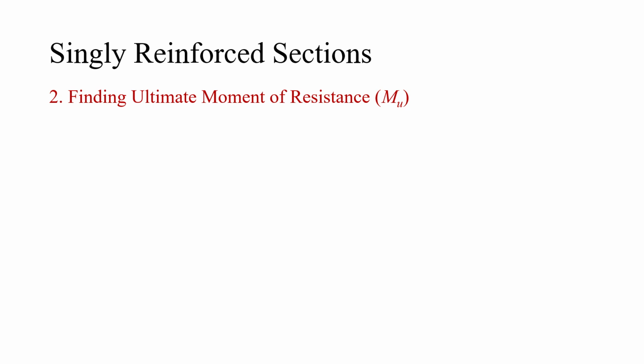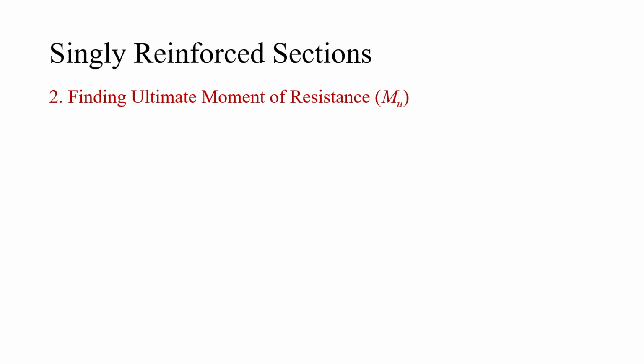So the second type of problem is finding the ultimate moment of resistance. The term ultimate is used when we would like to find out the moment of resistance of a given section using the limit state design. If we want to find out the moment of resistance as per the working stress method, then instead of ultimate we'll be getting allowable moment of resistance. So that is the terminology which differentiates the design philosophy which we need to use.